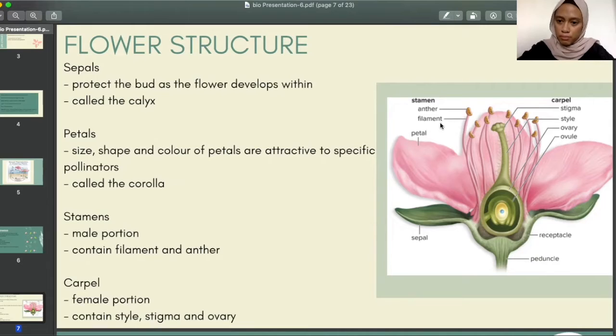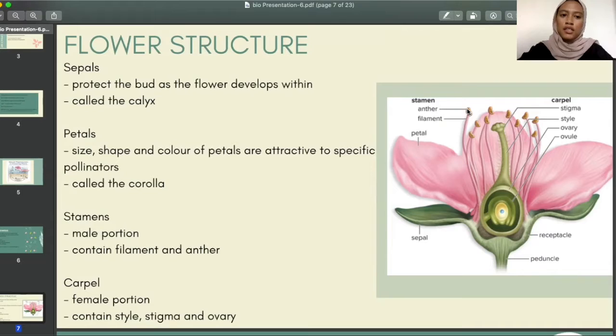Stamens is this part, and it is the male portion of the flowers. It consists of two components, which are the anther and the filament. The filament is the stalk, and the anther is the sac. The anther is supported by the filament.